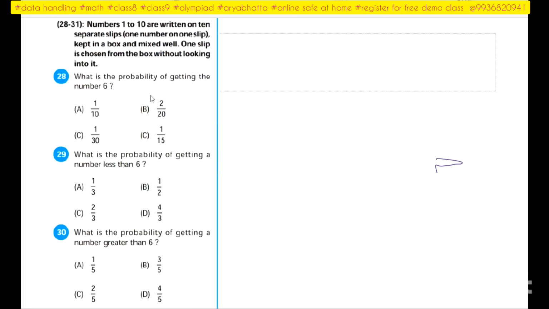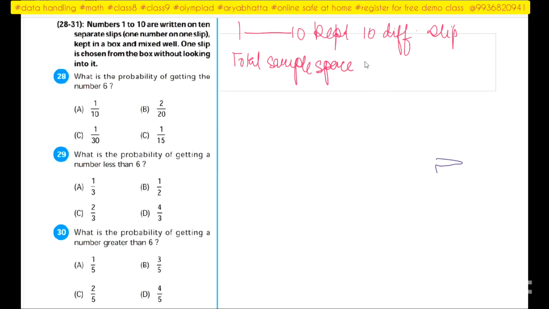Okay. So numbers 1 to 10 are written on 10 separate slips, one number on one slip. Kept in a box and mixed well. One slip is chosen from the box without looking into it. What is the probability of getting the number 6? See, they are saying that 1 to 10 is kept in 10 different slips. So every slip has one number. So the total sample space is 10. Now first they are asking the probability of getting 6. So 6 is only one time. So 1 upon 10.